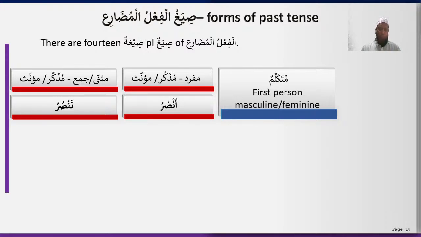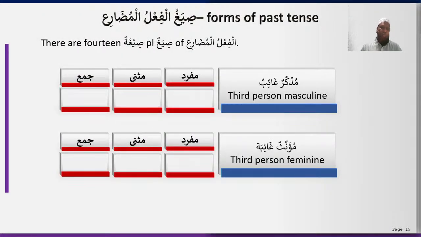Okay, so these were the 14 sigas of al-mudari. So let's go through them from our head. If you remember, ينصر ينصران ينصرون تنصر تنصران ينصرن. For the مخاطب 6 sigas, we use the ta as حروف المضارع. تنصر تنصران تنصرون تنصرين تنصران تنصرن. For متكلم أنصر ننصر.